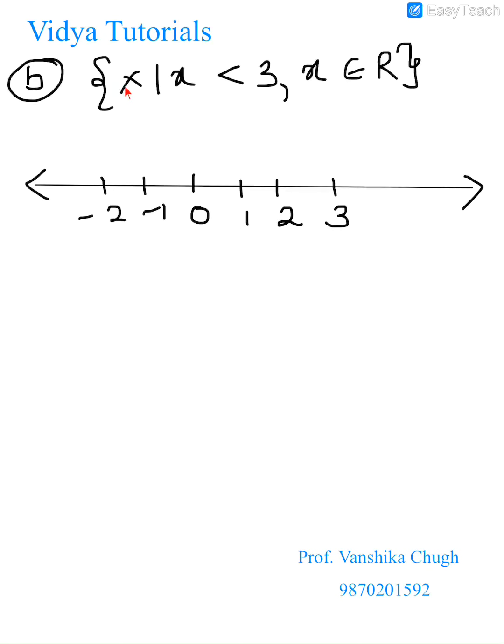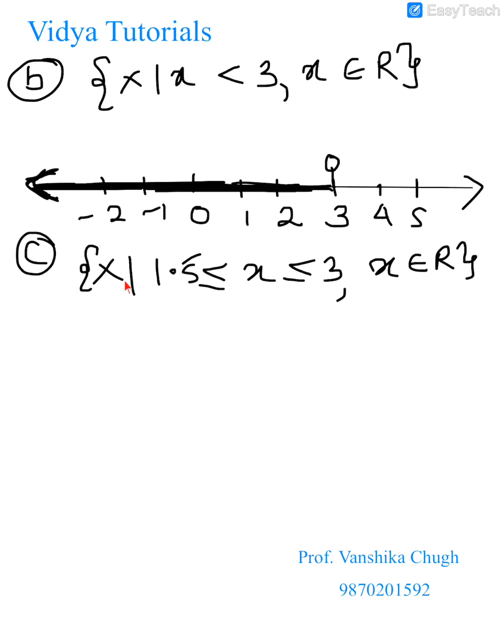In this sum, it reads x such that x is less than 3 and x belongs to real numbers. Real numbers include everything: fractions, negatives, decimals, everything. So x is less than 3. Here I have already made a number line. What will you do? 3 is not included, so a hollow dot on 3, and you will darken this entire line because there is no other limit given to you. Along with the arrow, also make it a little dark. So this includes all the values which are less than 3.